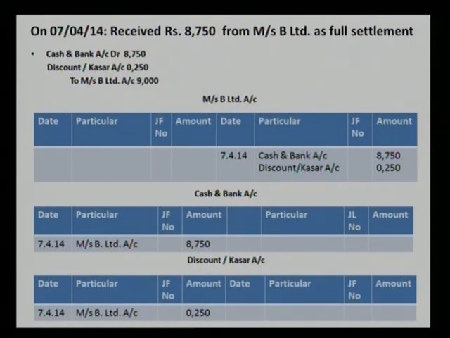Now let us post. First one we have to post at the cash and bank account, that is at the account number 2. We have to debit the entry and we have to mention at the particular column the name of the counter account, that in this example we have to mention Messrs B Limited's account and we have to mention the amount 8,750.